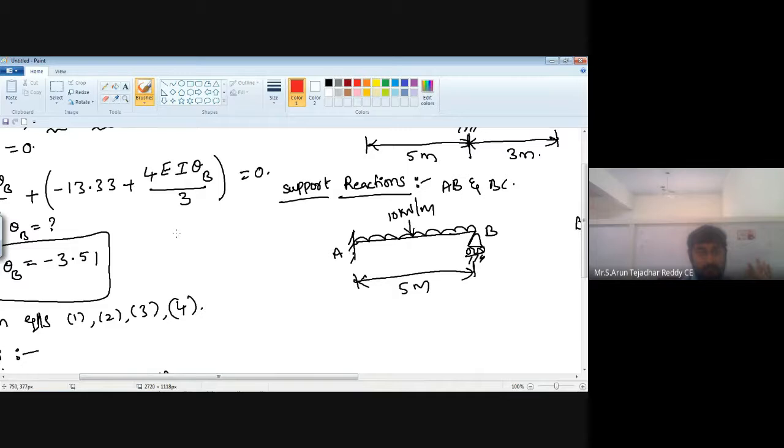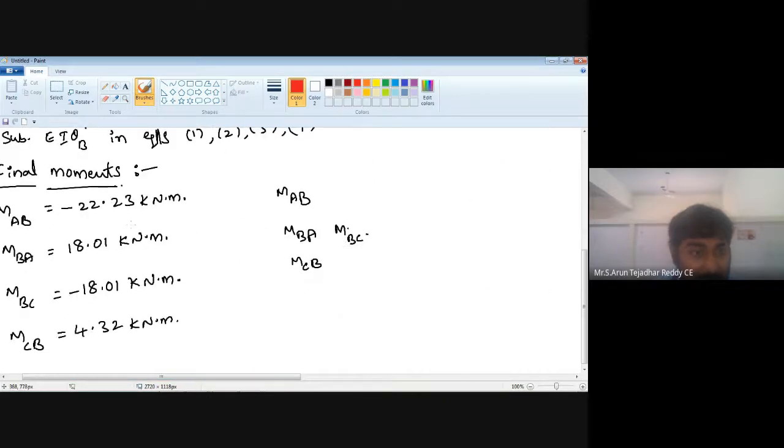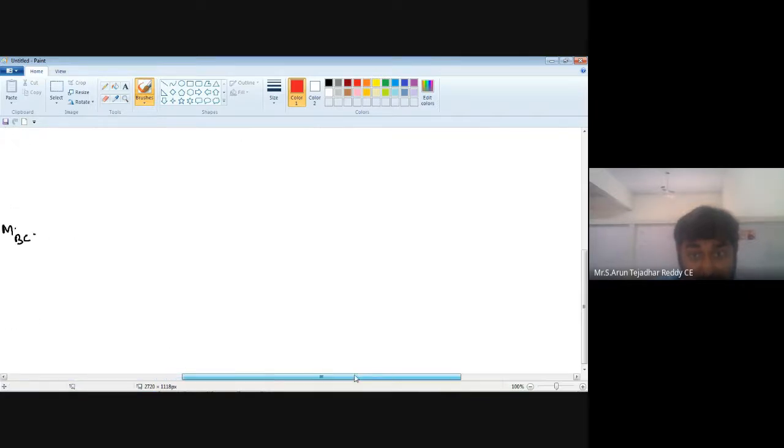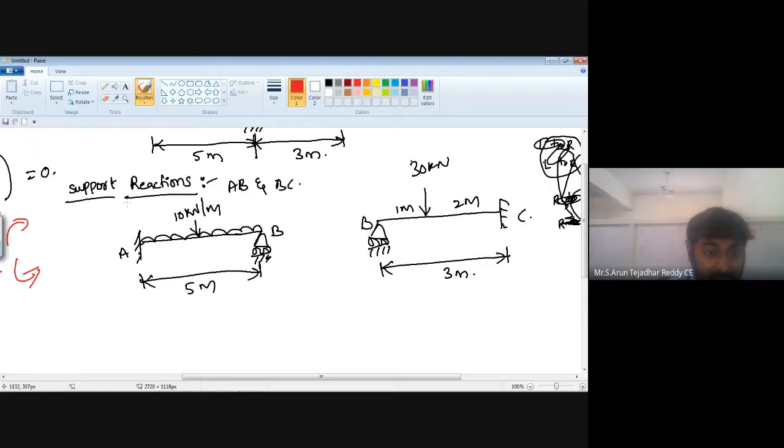That is, if it is plus value, give clockwise direction. If it is minus value, give anti-clockwise direction. That is important. This is the sign convention when we are indicating the final moment values here. See, the first final moment value MAB is minus 22.23. Remember the value is minus. So A to B, this is point A to B, I got minus value.